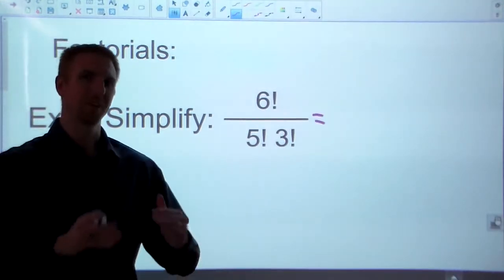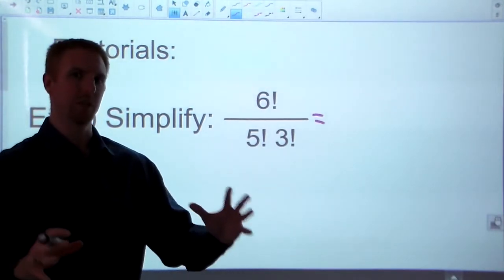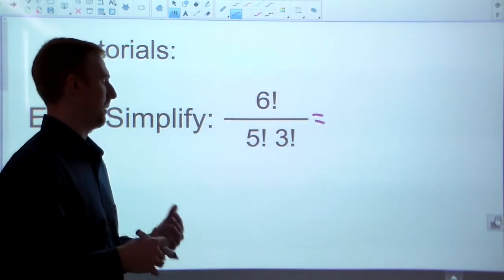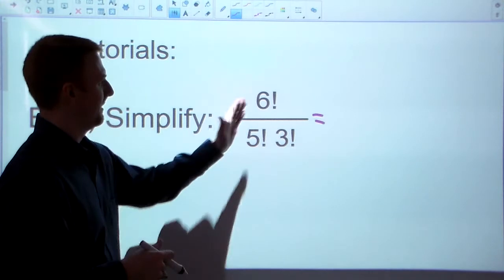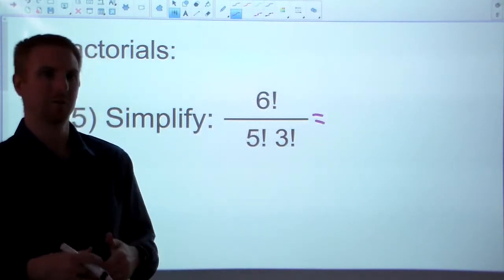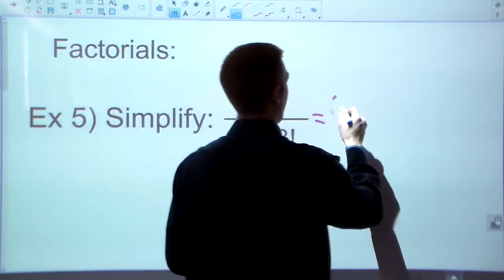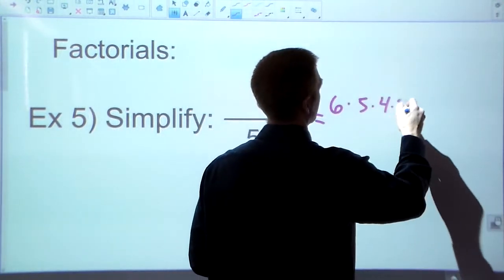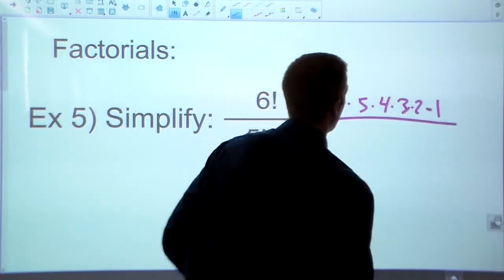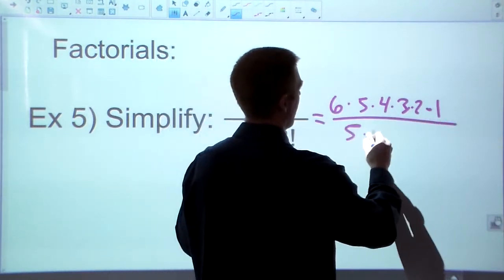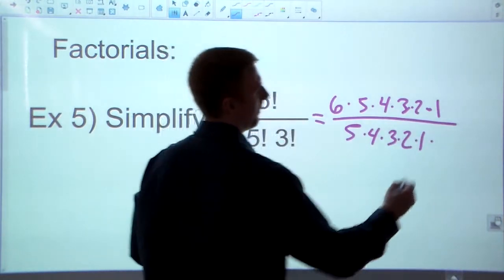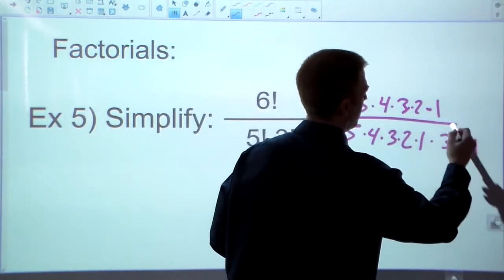For this example, I'm going to list all the terms out so you see everything. Normally when I'm working these out in class or by hand myself, I'll say like 6 times 5 dot dot dot, so I kind of see the pattern. But again, I'm going to work everything out for now. So 6 times 5 times 4 times 3 times 2 times 1, that's 6 factorial. And then 5 factorial will be 5 times 4 times 3 times 2 times 1. And then 3 factorial will be 3 times 2 times 1.